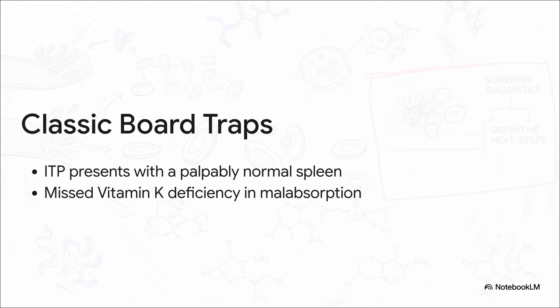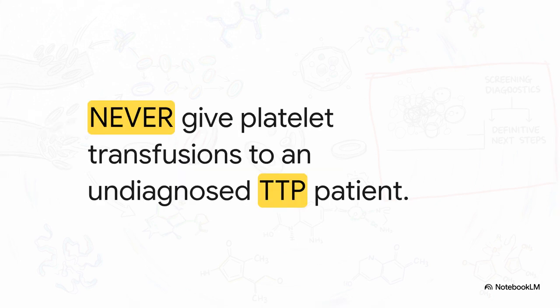Trap 2, failing to recognize vitamin K deficiency in patients with chronic malabsorption or prolonged broad-spectrum antibiotic use. The gut microbiome is critical for vitamin K synthesis, so your clinical suspicion should be exceptionally high in these patient cohorts. This brings us to the absolute most critical, blaring clinical alarm of this entire explainer.